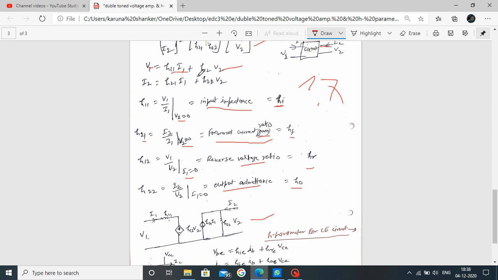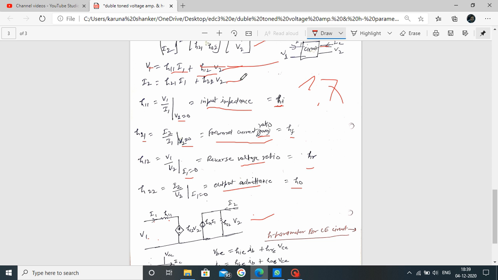Next, this is H12 V2. V2 is on the output side, and H12 is on the input side, so this is a dependent voltage source created here. This term creates the voltage dependent source, meaning this equation is obtained by using this equivalent circuit, which we can draw here.